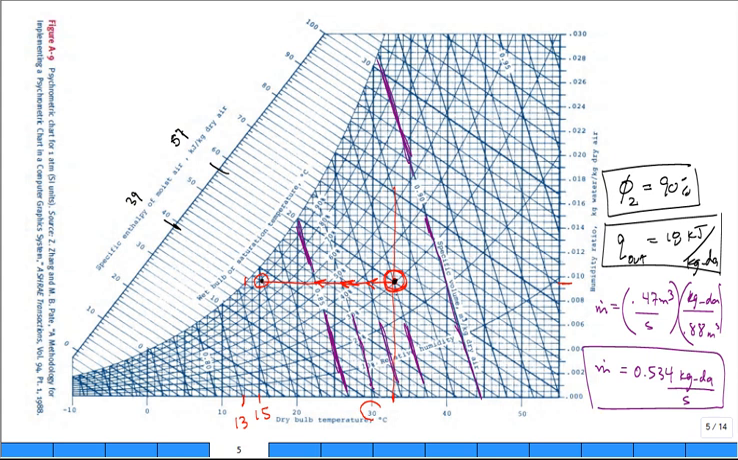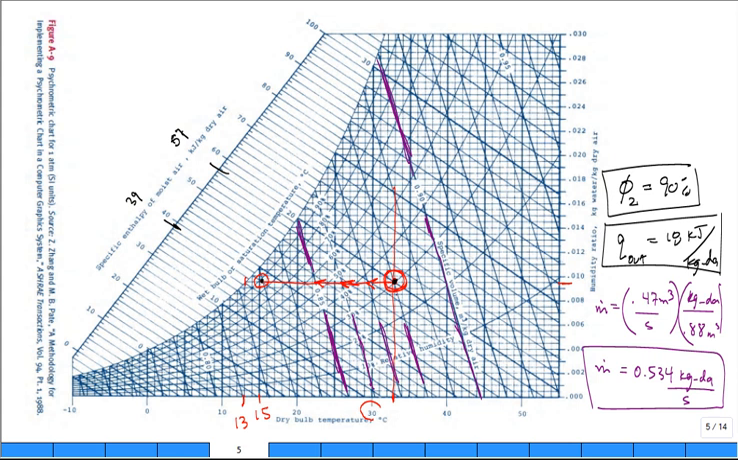Just a question. Will the mass flow rate of the moist air be greater than, equal to, or less than 0.534 kilograms per second? It'll be slightly greater than, because this 0.534 kilograms is only the dry air contribution. And the moist air is a combination of dry air and vapor.